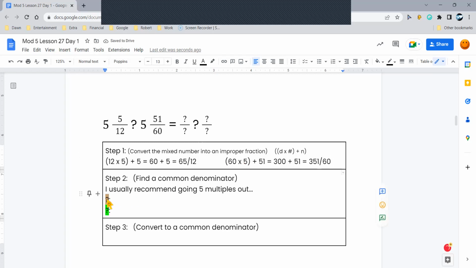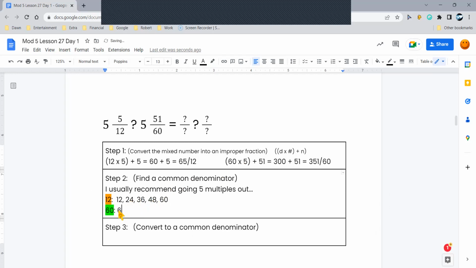Okay, so it looks like I'm using some big numbers here, you guys, but that's okay. We can do this. Take one number at a time. I'm going to start off with my 12s. So it's 12, 24, 36, 48, 60. 1, 2, 3, 4, 5.